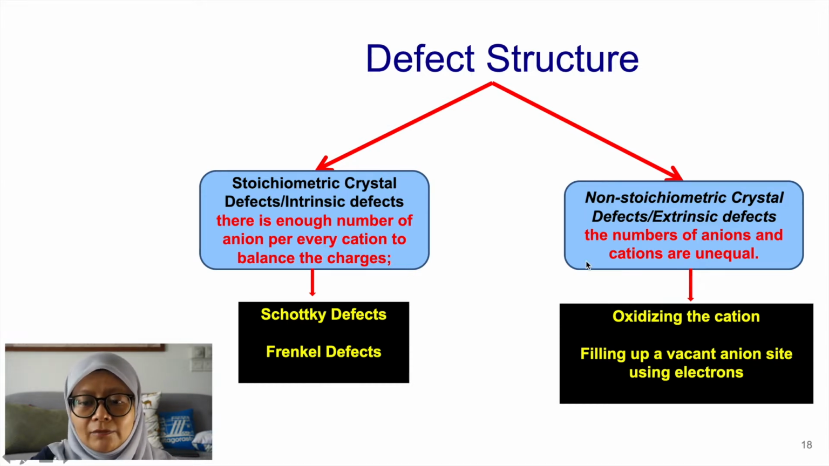Here we have two types of stoichiometric crystal defects: the Schottky defects and the Frenkel defects. For the second one, we have non-stoichiometric crystal defects, or extrinsic defects. These are defects where the numbers of anions and cations are unequal. There are two situations in which these extrinsic defects form: the first is oxidizing the cation, and the second is filling up a vacant anion site using electrons.